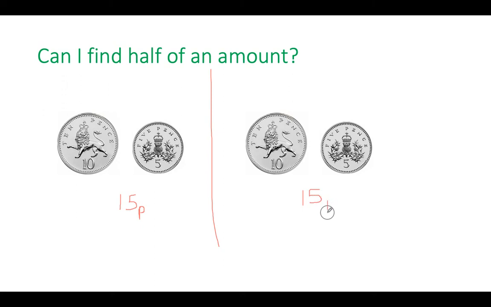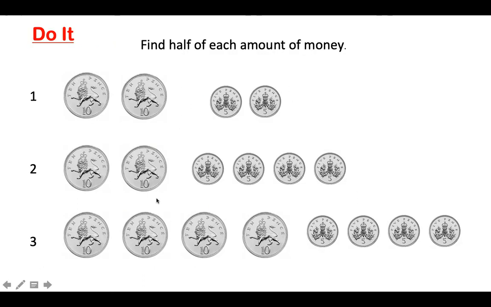Okay. We started off with 10, 20, 25, 30. We started with 30p. Okay, so half of 30p is 15p. Okay, so now you'll do it. I would like you to find half of each amount of money. Okay, so pause your screens and have a go at that for me.